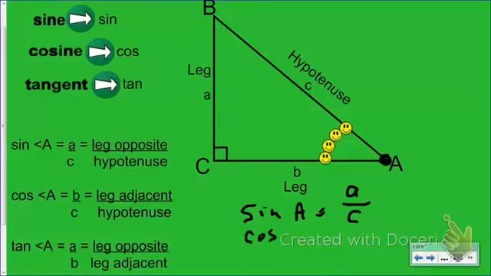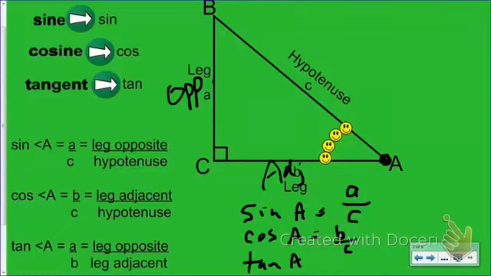Cosine from corner A, again this is corner A, cosine would be the adjacent side, which remember when we went from corner A that this was opposite and this side was adjacent. So cosine would be adjacent over hypotenuse. So that would be side B over C. And then the tangent, or tan A, would equal opposite over adjacent. So the opposite would be the side A over the adjacent, which would be side B.